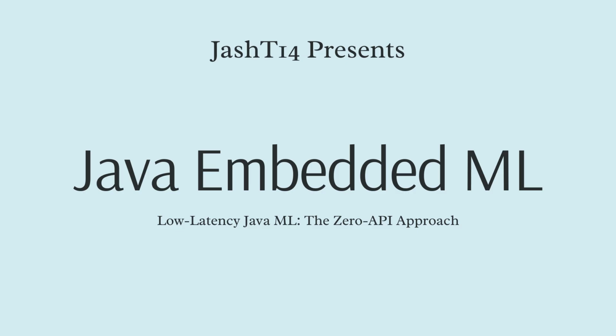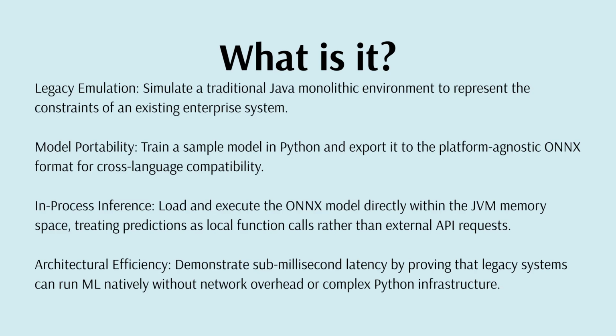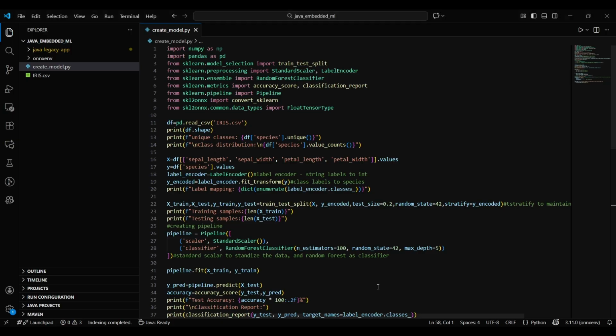I'm Justy14. I'm presenting you another project, which is Java Embedded ML. What I'll do in this is first emulate the legacy systems in Java, and second create a model in Python and export it as .ONNX format. So in the Python file we import sklearn and some packages.